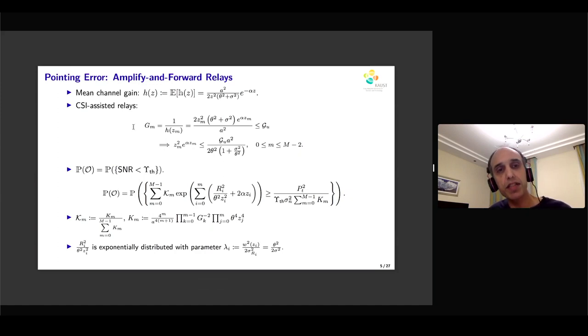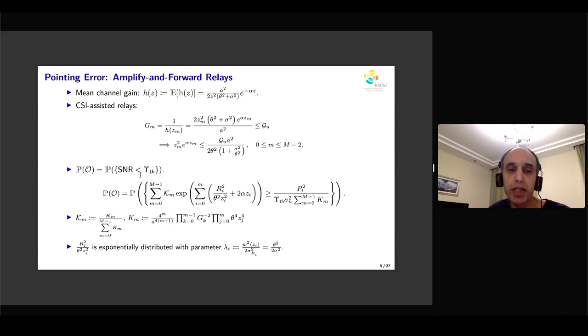For CSI-assisted relays, I'm assuming here that these are amplify-and-forward relays. These are not the regenerative relays that people generally talk about. The idea is that we use these AF relays in order to minimize the latency of my serial network of relays in the backhaul, right? And so for CSI-assisted relays, the gain is set equal to the inverse of my channel gain, right? We'll come back to this factor. This will define one of my gain constraints in the following analysis.